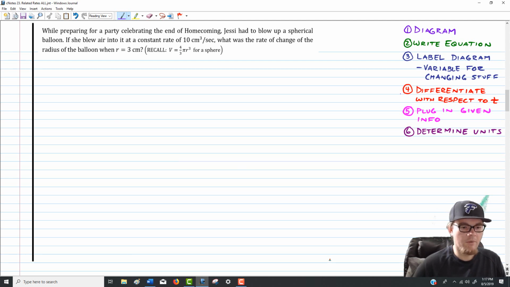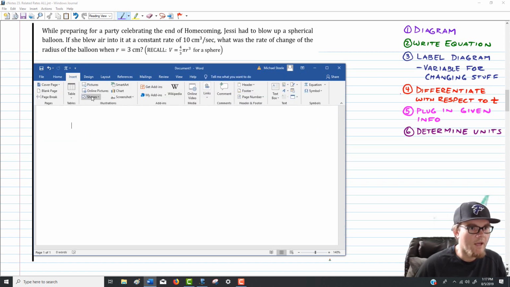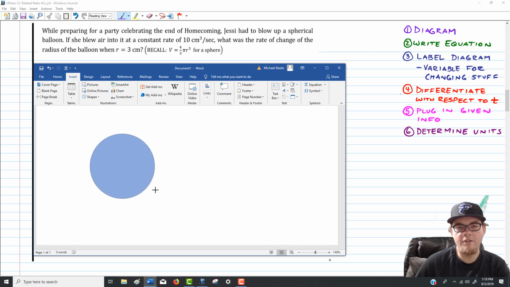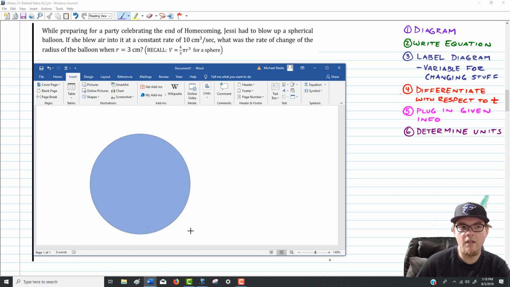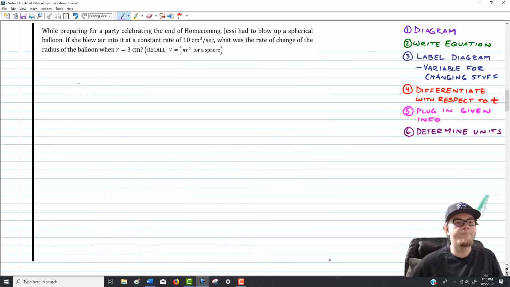In this case, again, it's not going to be a perfect picture, but if you want to visualize what's happening, we've got someone blowing up a balloon, and of course as the balloon gets more air pushed into it, the radius becomes larger and larger. Our question is, at the instant when that radius is 3 centimeters, what was the rate of change of the radius at that moment? So again, we've got a sphere getting bigger and bigger. Actually, I drew a circle, but same idea. So there's our scenario.